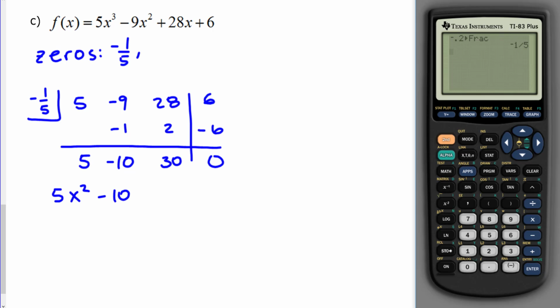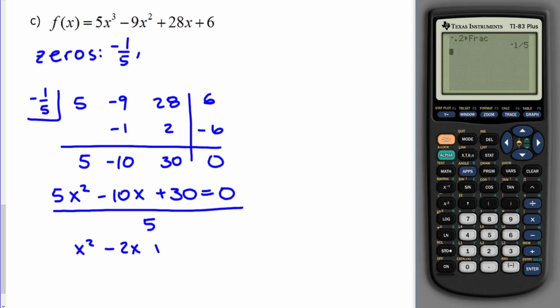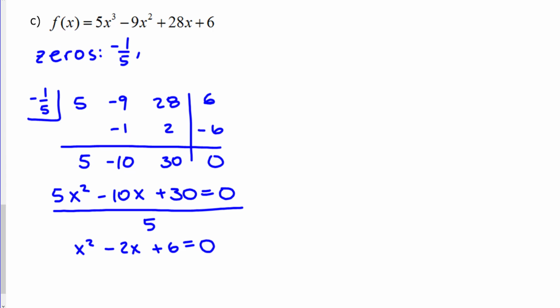5x squared minus 10x plus 30 equals 0. So first thing I'm going to do is divide everything through by 5. So I'm going to get x squared minus 2x plus 6 equals 0. And then I think I'll come over here to this side to finish working this one out. So I want to factor it.